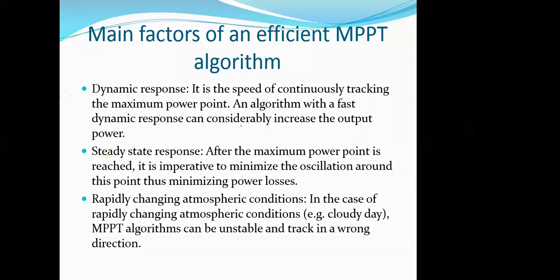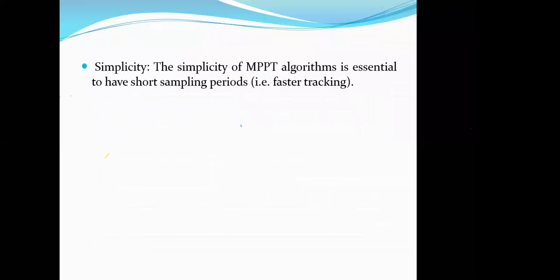Another is the steady state response. After reaching the maximum power, it should not oscillate there. If it keeps on changing, there are oscillation losses also. Another factor is rapidly changing atmospheric conditions. Because the conditions change very fast, some of the algorithms fail.